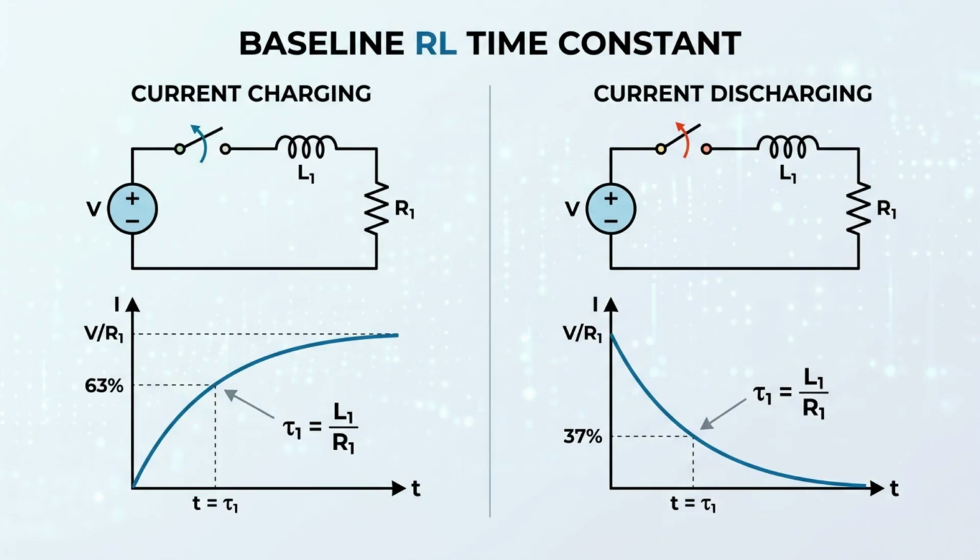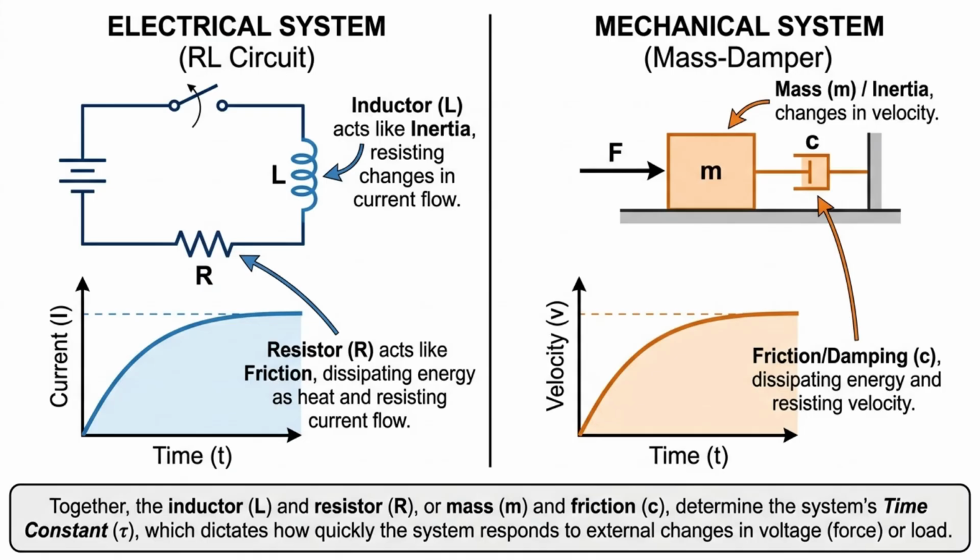A larger inductance results in stronger opposition to current change, increasing the response time. A larger resistance, on the other hand, dissipates energy more quickly and reduces the time constant. From a physical perspective, the inductor acts like inertia in a mechanical system, while the resistor acts like friction. Together, they determine how quickly the system can respond to external changes in voltage or load conditions.